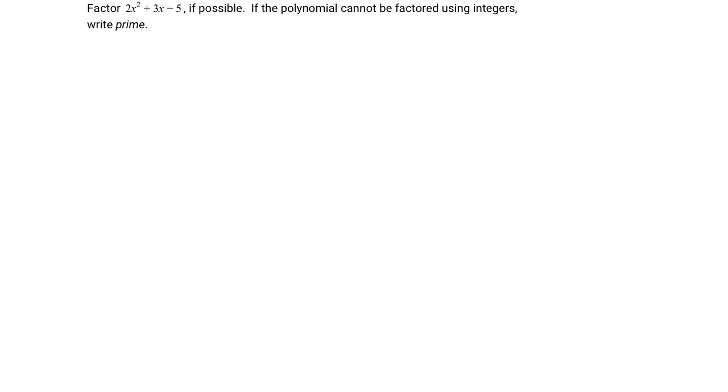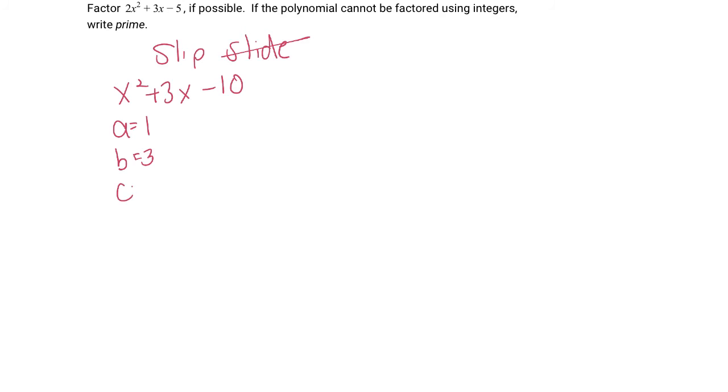All right. Here we go. We're going to use slip and slide method. And I'm going to write this x squared plus 3x minus 10. Slide is done. A is 1, B is 3, C is negative 10.